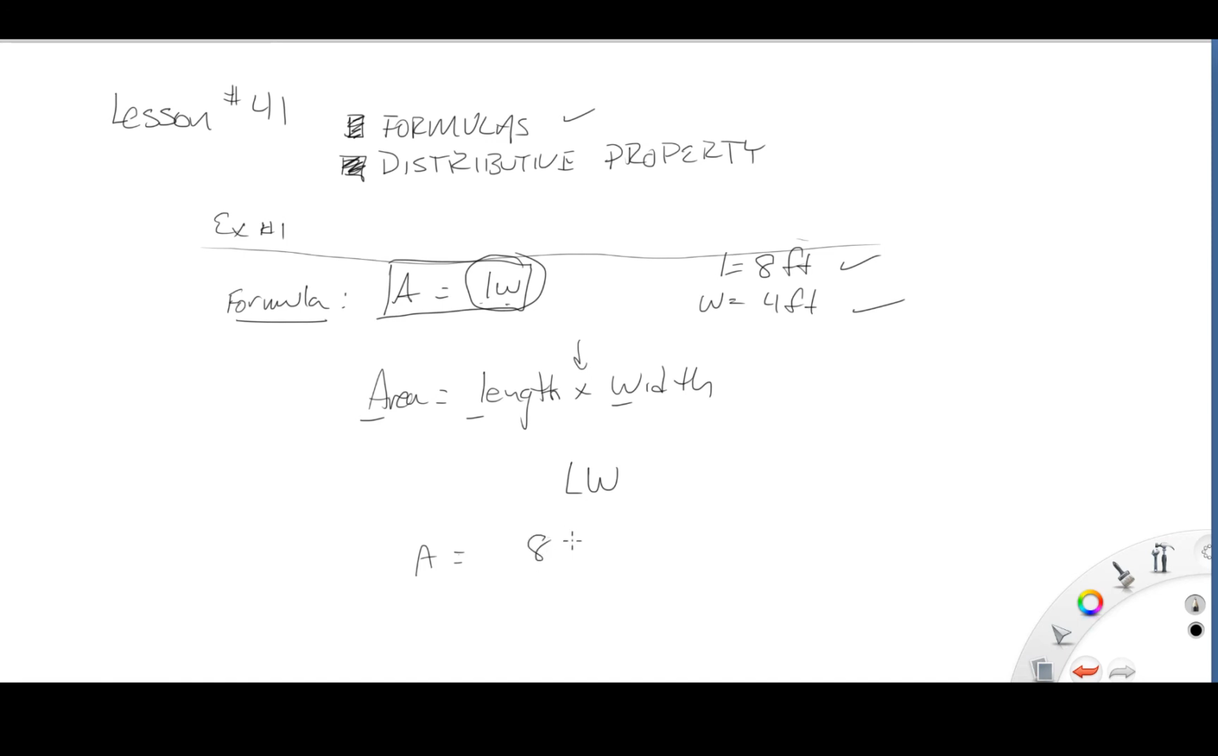Well, length is 8 feet times 4 feet. Well, what does that equal? Should equal 32. Alright, and so 32 what? Well, we said that it was feet, and because we're multiplying feet here and feet here, there's 2 feet, so it's feet squared. Okay? So all we're doing is using letters up here in the formula and inserting our numbers to get our answer. All right, let's try something else.